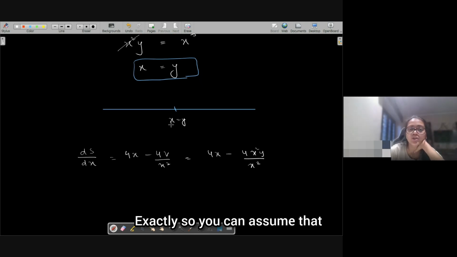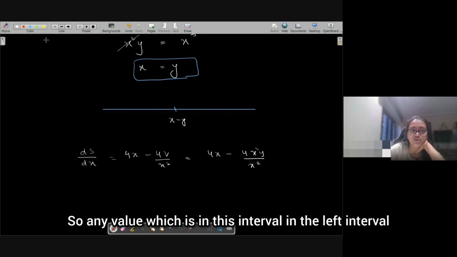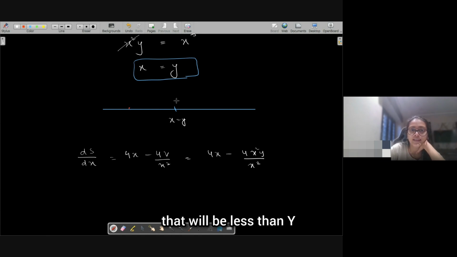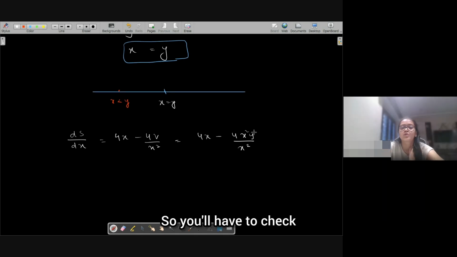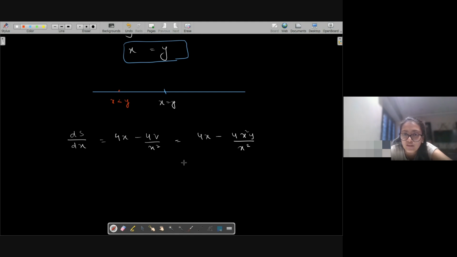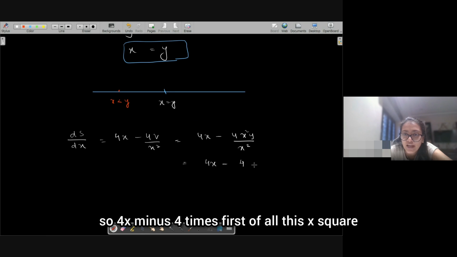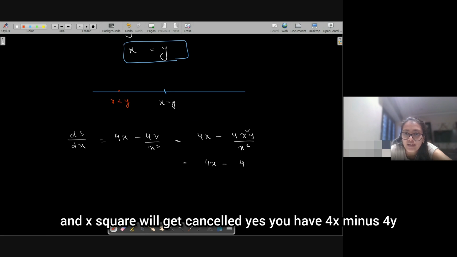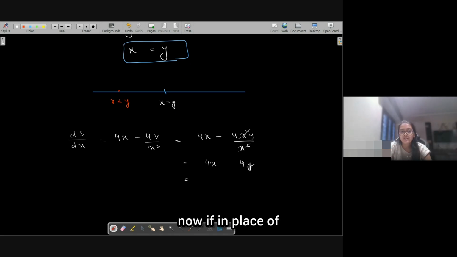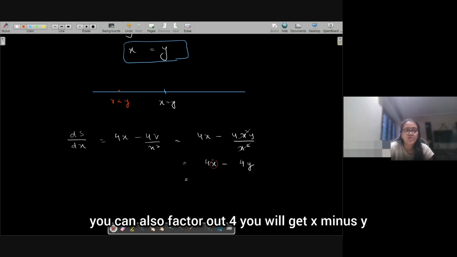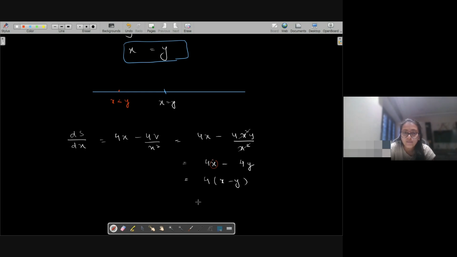Exactly. So you can assume that any value which is in the left interval will be less than y. Here x is less than y. So you'll have to check what will happen if you take a value which is less than y. Here, 4x minus 4v over x squared. First of all, this x square and x square will get cancelled. You have 4x minus 4y. You can also factor out 4. You'll get x minus y.